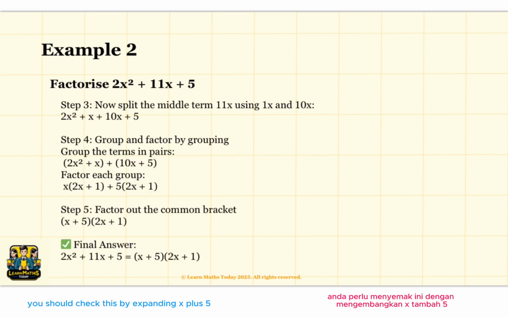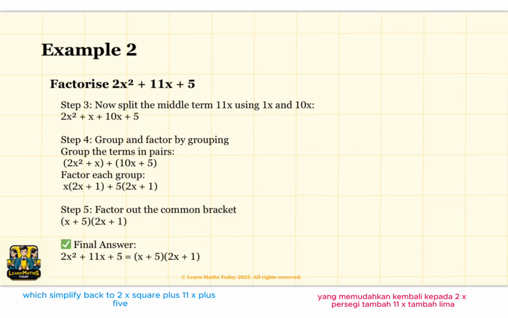As I mentioned, you should check this by expanding x plus 5 multiplied by 2x plus 1 to make sure that we get back 2x squared plus x plus 10x plus 5, which simplifies back to 2x squared plus 11x plus 5.